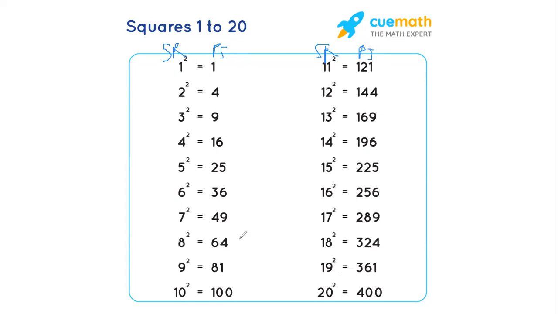So if I ask you what is the square root of 100, the answer is 10. Square root of 289, the answer is 7. The square root of 169, the answer is 13. Square root of 400, the answer is 20. Square root of 225, the answer is 50. So everything is there. Okay?